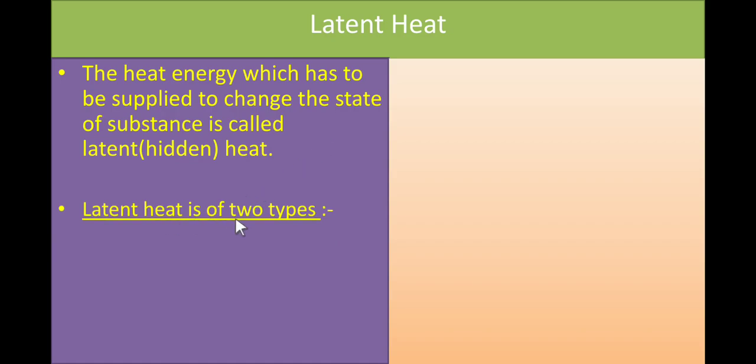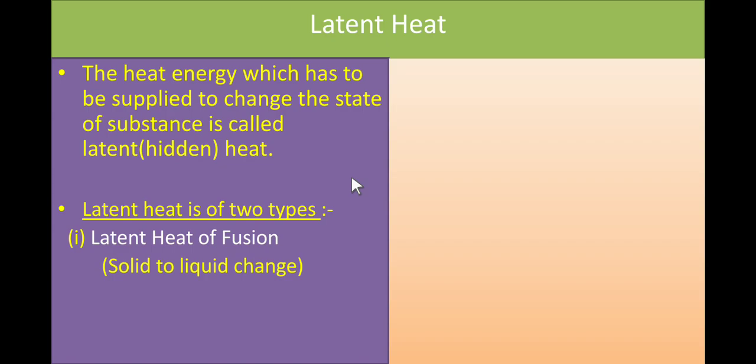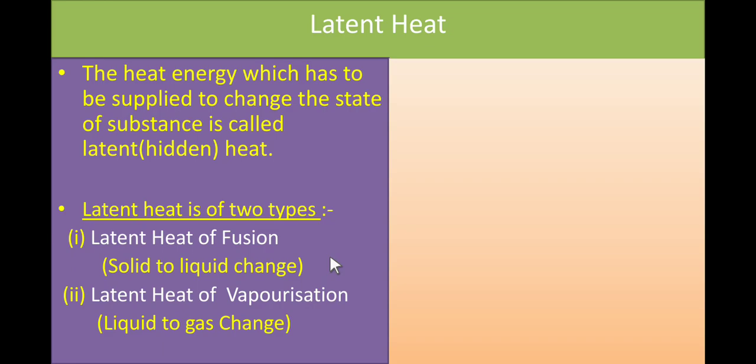Latent heat is of two types: latent heat of fusion, or latent heat to change the solid state to liquid state. Secondly, latent heat of vaporization, that is heat required to change the state from liquid to gas.